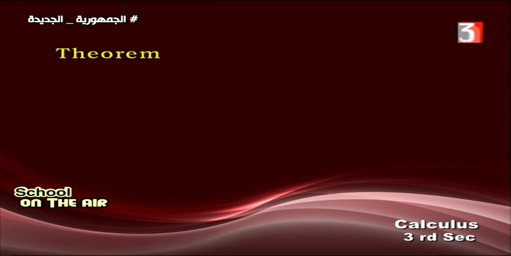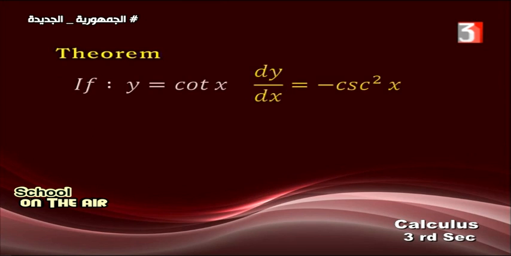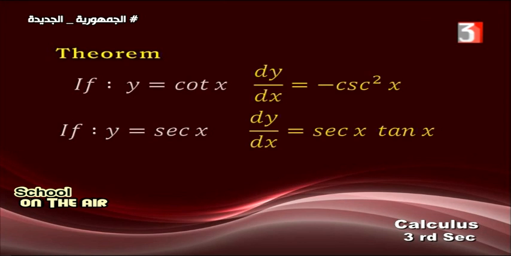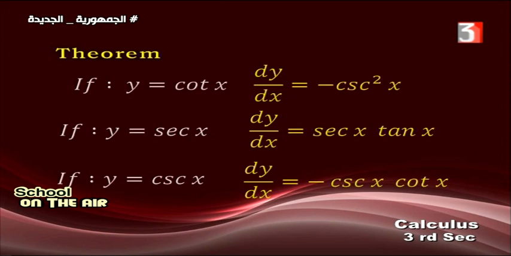What about the derivative of cotan x? The derivative of cotan x equals negative cosec to the power 2x. And the derivative of sec x equals sec x multiply tan x. And the derivative of cosec x equals negative cosec x times cotan x.